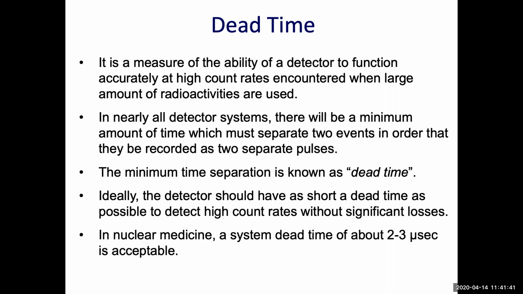Ideally, the detector should have as short a dead time as possible to detect high count rates without significant losses. In nuclear medicine, a system dead time of about 2 to 3 microseconds is acceptable. These dead time losses can become rather severe when high counting rates are encountered, and some correction of these losses should be included to get an accurate measurement. So we cannot accept this dead time if it is severe.